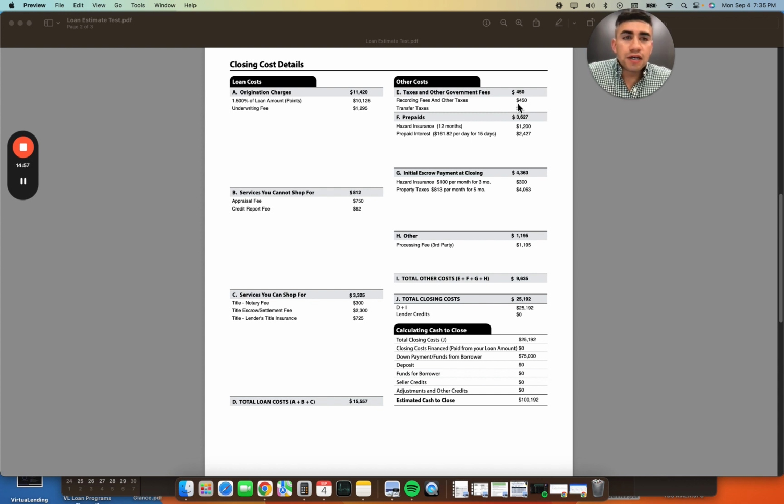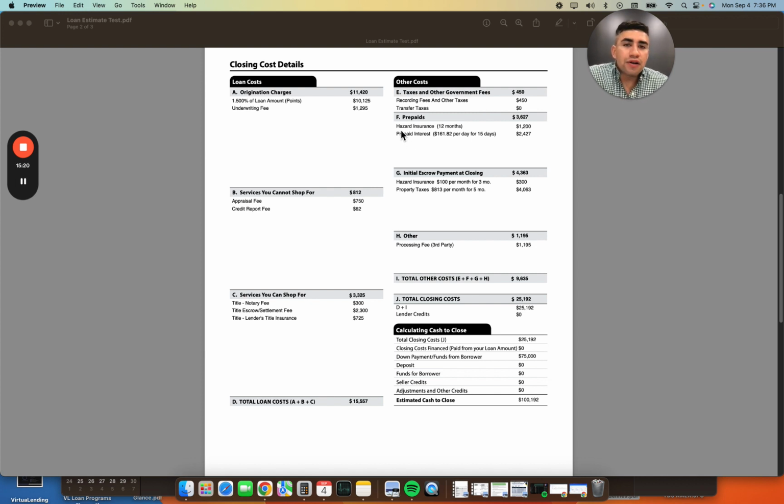So in this case, for Los Angeles County, this is about right. Okay, $450 for your county recording fee. Now, moving on to section F, you will have your prepaids. Okay, so what are your prepaids? Prepaids are items that will need to be paid up front before you can close escrow, essentially, right?